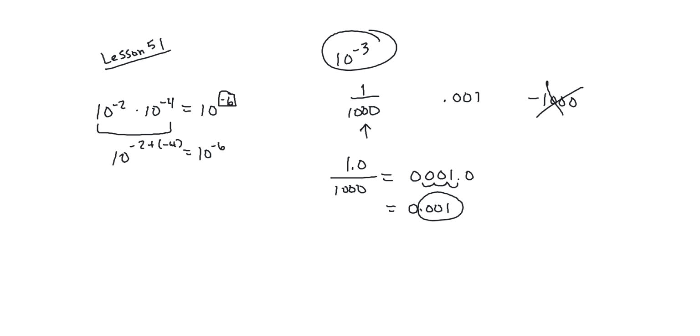And what if we had 10 to the negative 2 over 10 to the negative 4? Well, in that case, rather than adding the exponents together, we would subtract the exponents or take the difference between the exponents. So that would be negative 2 minus a negative 4, which is 10 to the negative 2 plus 4, which is 10 squared. So that would be that answer.